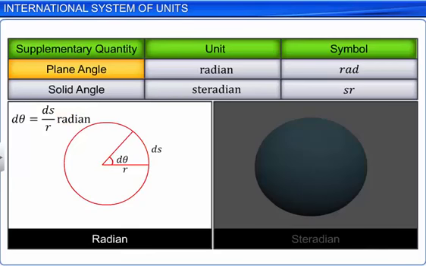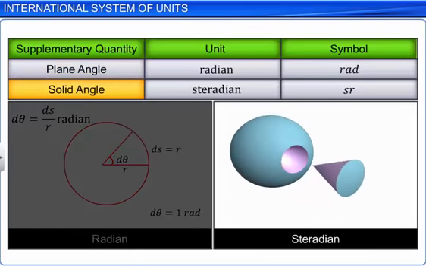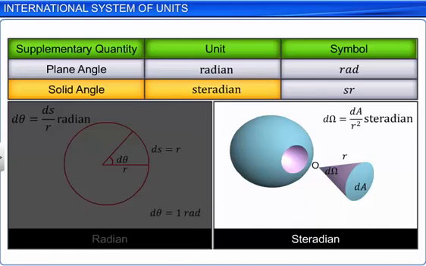Solid angle is defined as the ratio of the intercepted area dA of the spherical surface, described about the apex O as the center, to the square of its radius r, and is measured in steradian, with the symbol sr. If the magnitude of the intercepted area is equal to the square of the radius, then the solid angle is equal to 1 steradian.